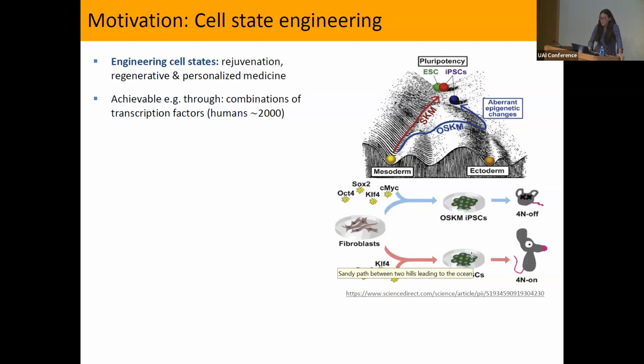So this is possible, and how they did it is by really careful experiments, doing a lot of different experiments, and figuring out which are the right combinations in order to actually move one cell type to another cell type.